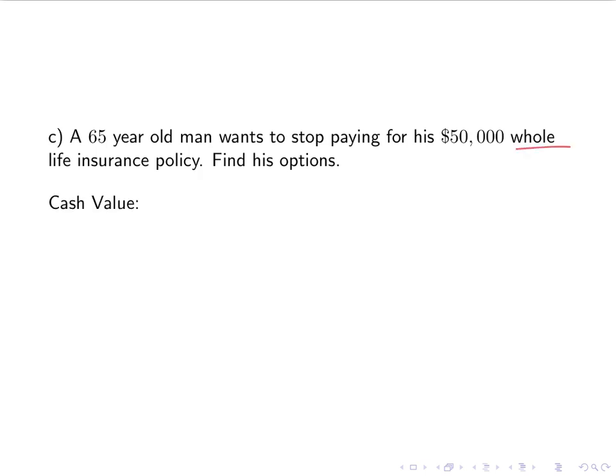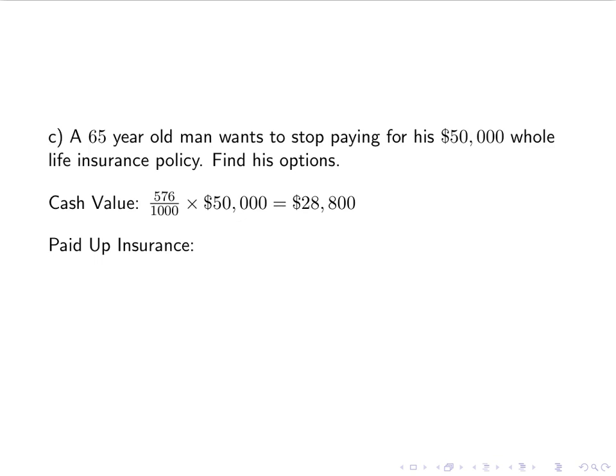So again, we're back to whole life insurance. And he is 65 years old. If he bought it when he was 25, that means it's been in force for 40 years. So we're going to be looking at that last line. And the cash value is 576. So 576 times 50 gives us 28,800.